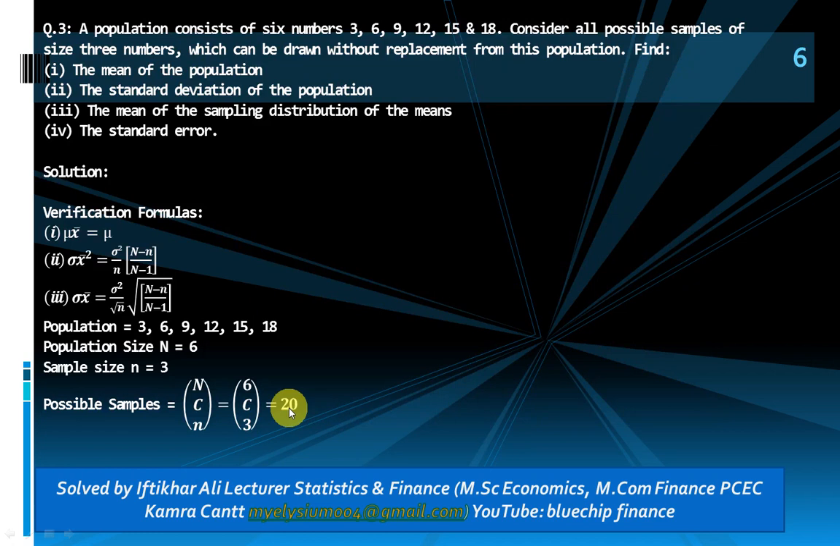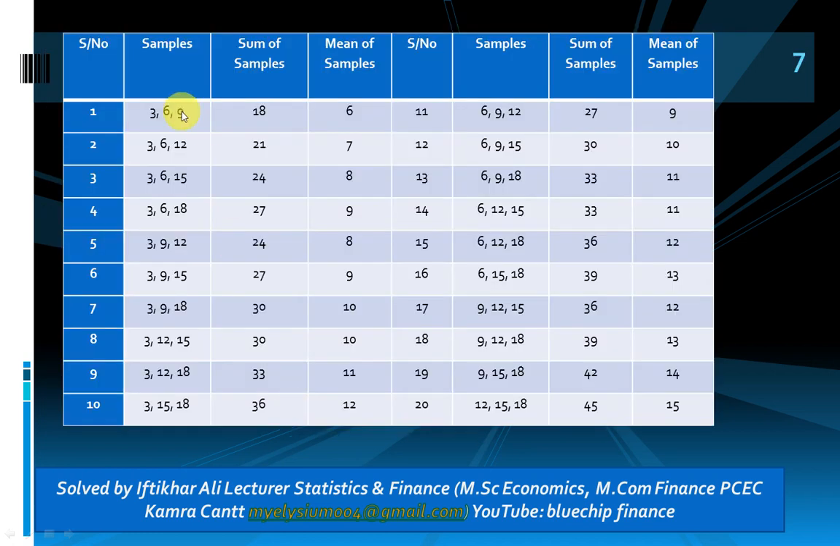Sample size can be calculated through the combination method, and after that we make the samples for this. All possible samples are 20, so these are all possible samples, indicated in the previous slide. After that we take the sum of each sample, and then the mean of each sample, and after that we are going to make the frequency distribution for these sample means.